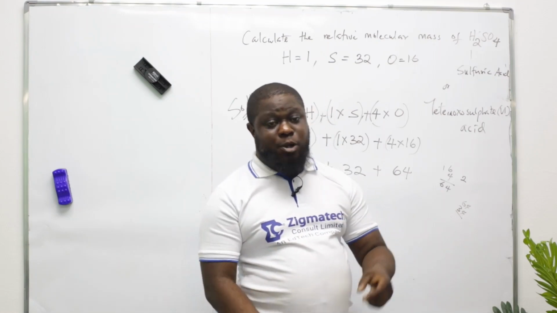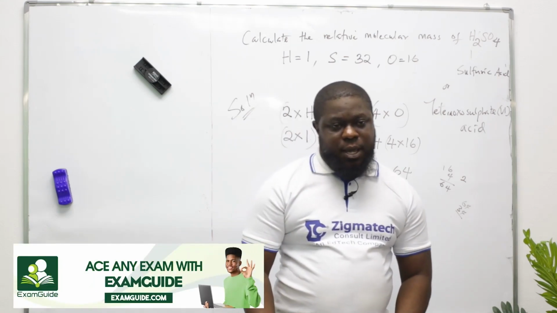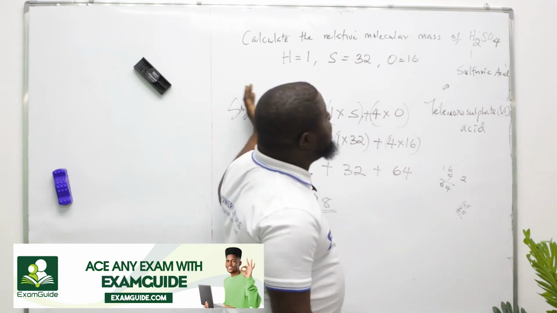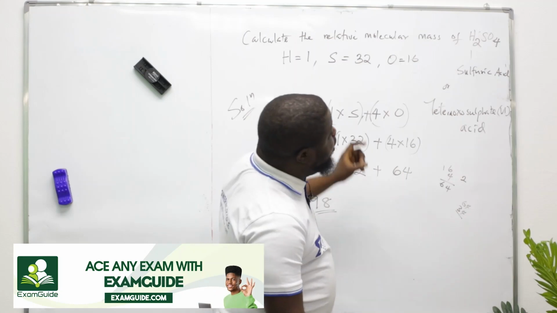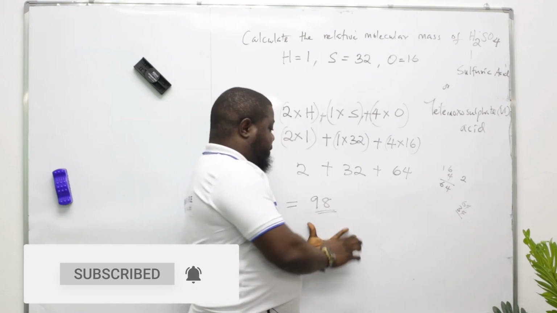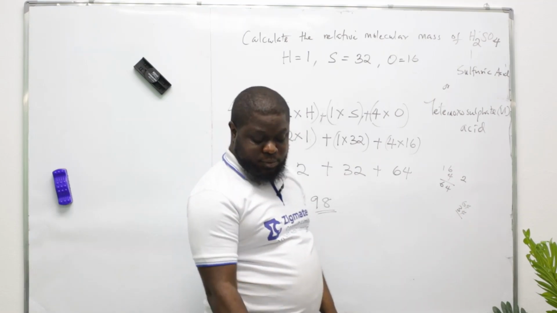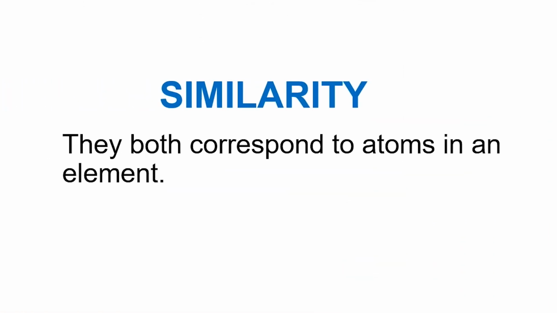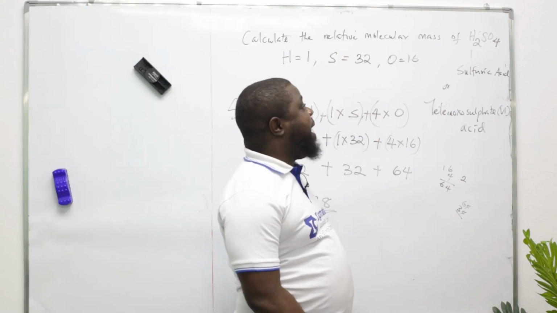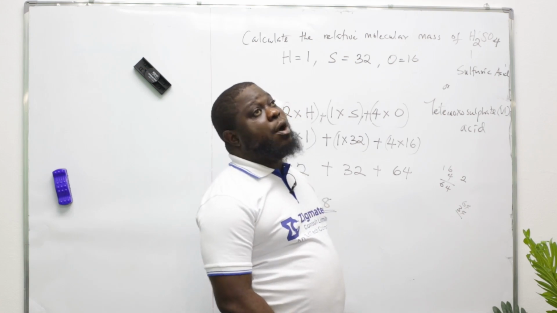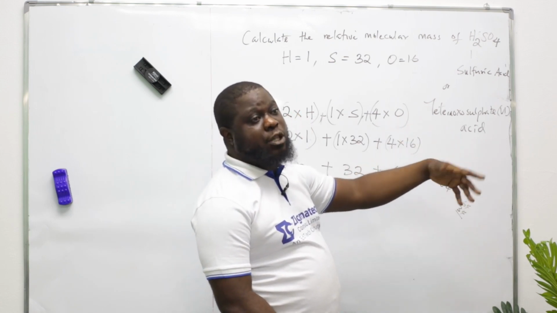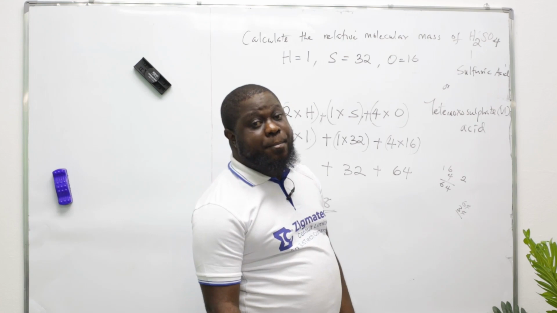The molecular mass corresponds to the mass of a chemical compound. Okay? Now, as you can see, the molecular mass is given to us as the full compound. We added the whole elements in the compound. In essence, we added the whole atomic masses, and it gave us the molecular mass, which is 98. Now, similarity. They both correspond to atoms in an element. Calculation of atomic mass deals with elements. Calculation of relative molecular mass deals with elements, because you calculate the elements' mass numbers and atomic numbers together to give you the molecular mass.